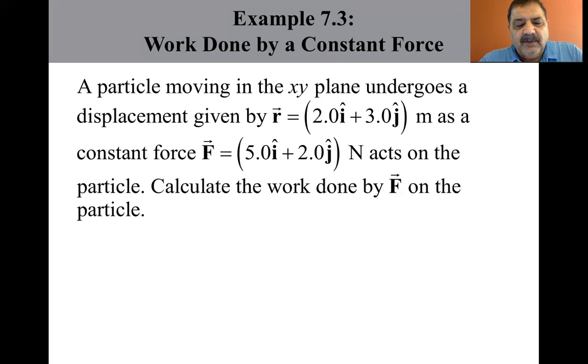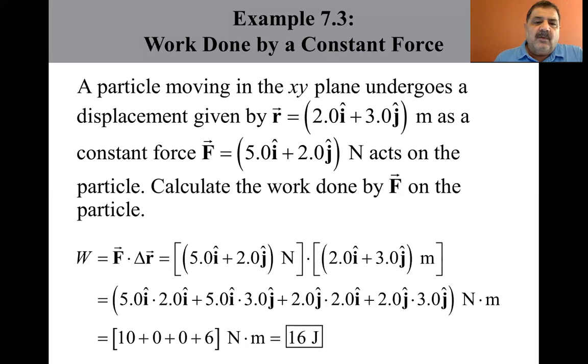The work is equal to F dot r, so that's 5i plus 2j newtons dotted with 2i plus 3j meters. And if we just do the 5 times 2 plus 2 times 3, we'll get 10 plus 6. I don't know why they did it the long way when they just showed you that you can do it the short way. And you end up with 16 joules.